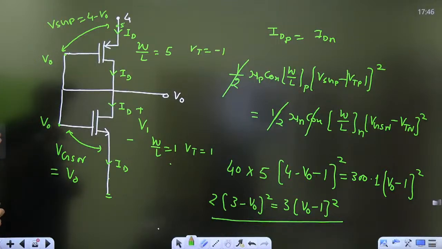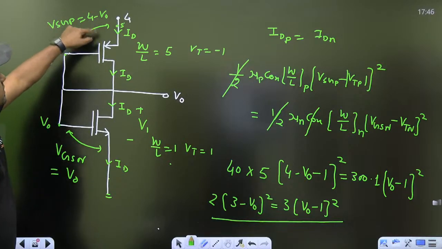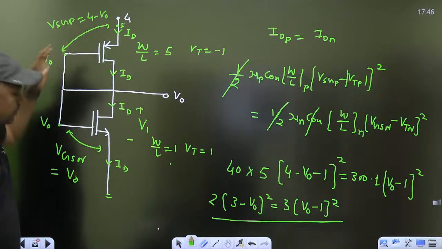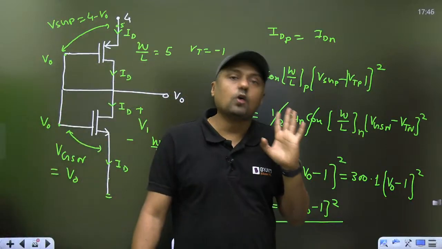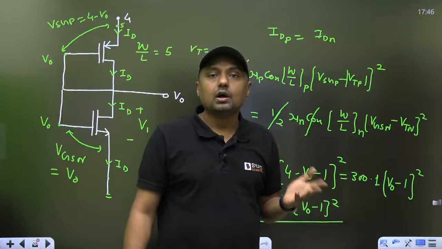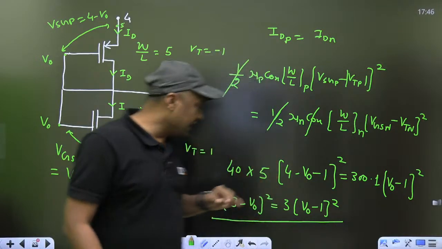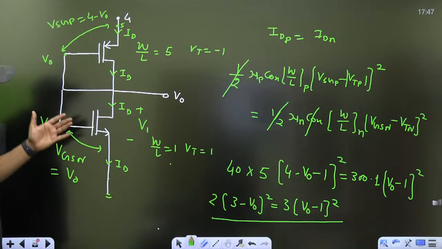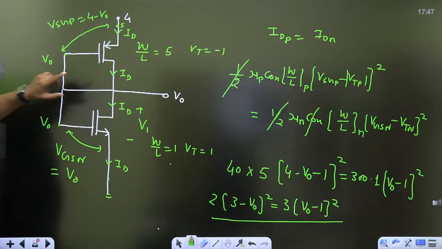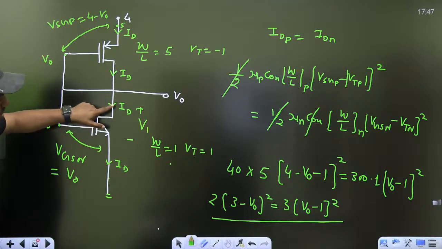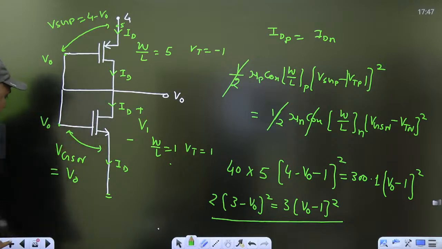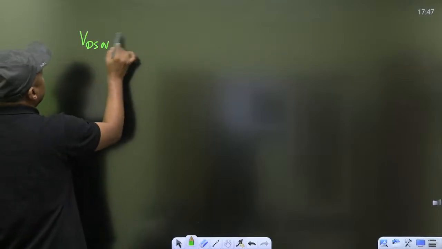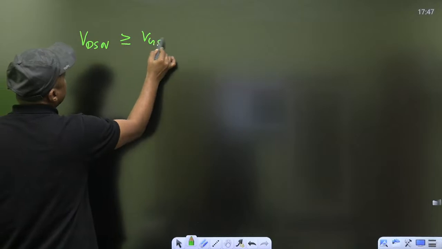If there are 2 answers, always check 4 minus V0, this voltage. If there are 2 options, always check with this: 4 minus V0 should be greater than mod of VTP, otherwise it will be in cutoff. Second thing, this V0 should be greater than 1 volt. V0 is 1.9, which is greater than 1 volt, otherwise it will be in cutoff. Second thing, if there are 2 options, always check VDSN. Because it is in saturation, VDSN for the NMOSFET should be greater than VGSN minus VTN.